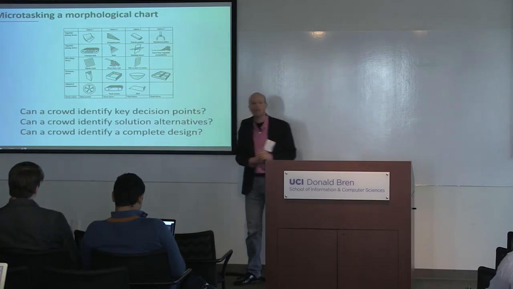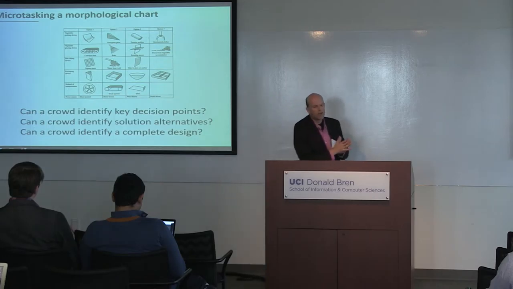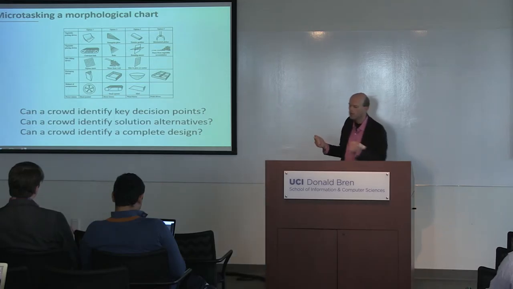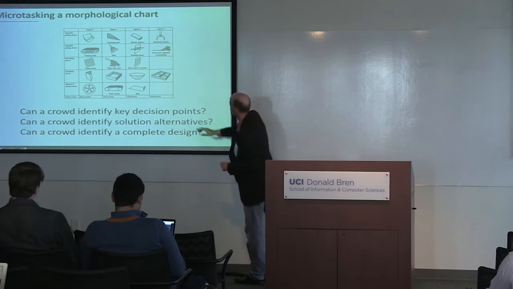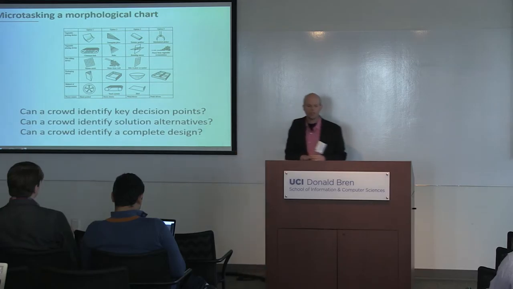Can a crowd identify these key decision points? Can a crowd identify alternatives? And can a crowd then, out of all those alternatives, find a complete design?